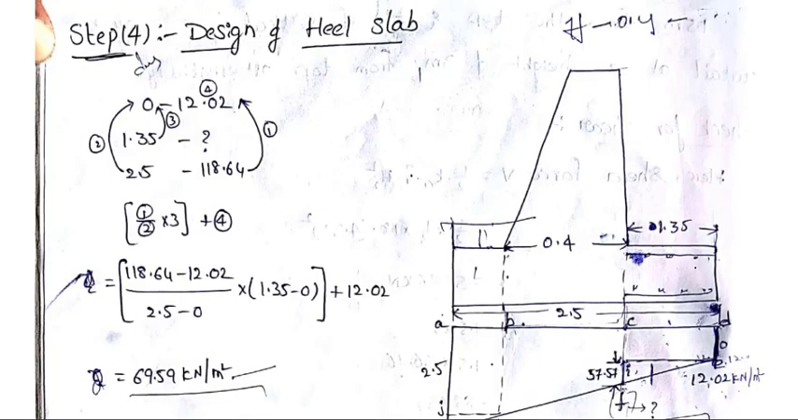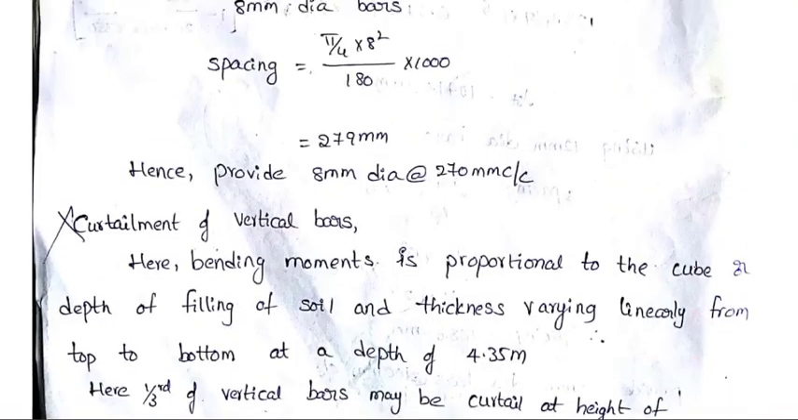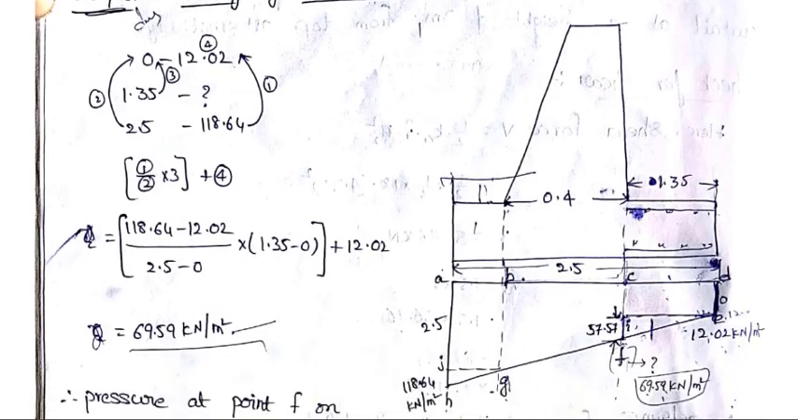So next one, stem is completed, stem design and checking and everything is completed. Next we are going for design of heel slab. So heel slab. Now listen carefully for this step. Mostly we will get confusion in step 4, because we need to find out these pressures at the different points.